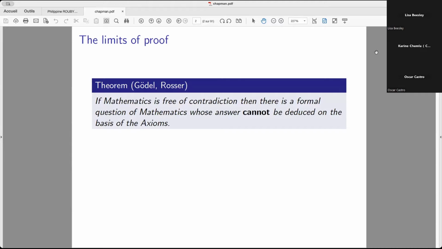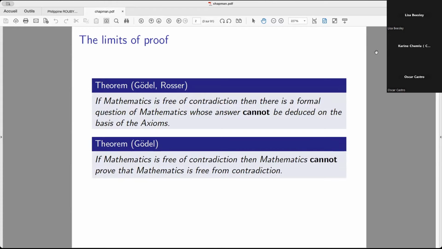As is well known, we have the limits of proof. There's the Gödel theorem, Gödel-Rosser theorem, that if mathematics is free of contradiction, then there's a formal question of mathematics whose answer cannot be deduced on the basis of the axioms. And then there's a companion theorem. If mathematics is free from contradiction, then mathematics cannot prove that mathematics is free from contradiction.